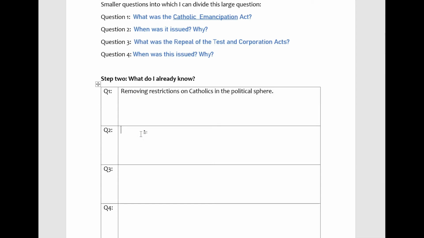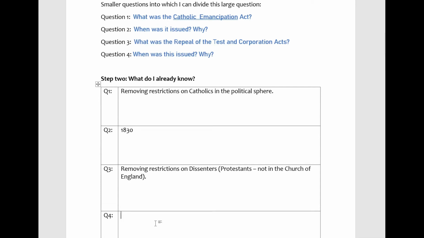And I know that it was issued in 1830. I know that the repeal of the Test and Corporation Acts also likewise had to do with removing restrictions on dissenters, which were those Christians who were Protestants, but not in the Church of England. And I know that this took place in 1828. Step number 3, what do I need to know?